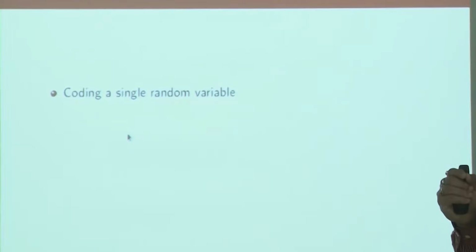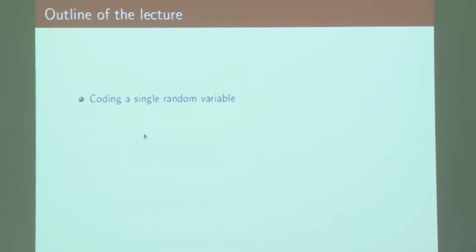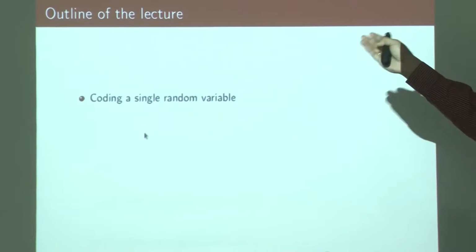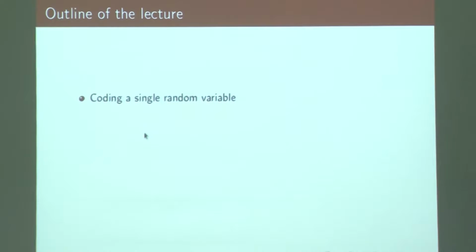I will start with how we encode a single random variable. I am considering a single random variable which can take, let us say, k values, each with some probability p1, p2, p3, pk. How do we encode such a random variable using block to variable length coding?